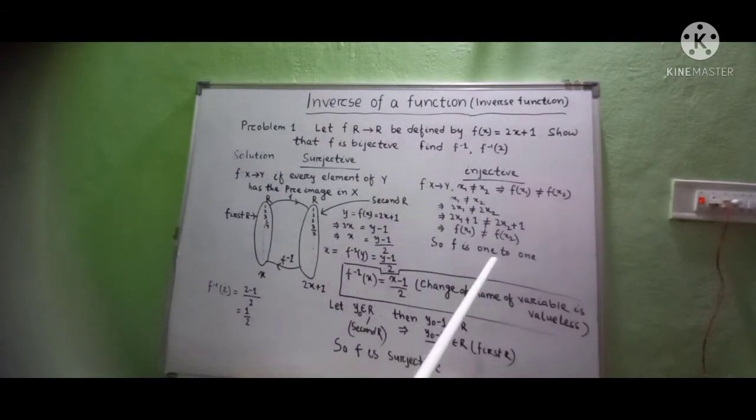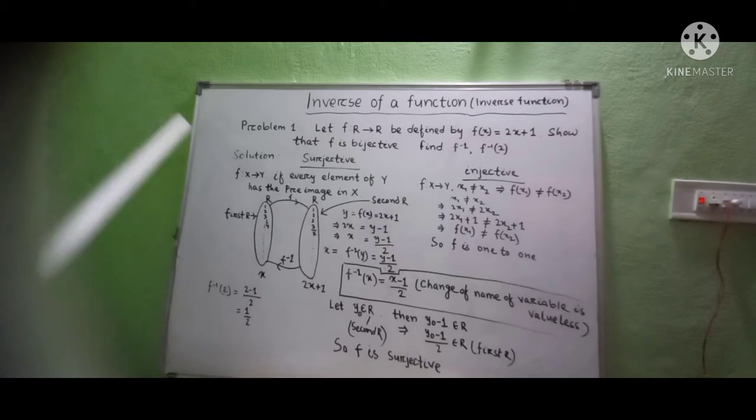Right? So F is one-to-one, F is surjective. That means F is bijective. Combined, we can say F is bijective. Now we get F inverse. In this expression, F inverse of 2, putting 2, so (2 minus 1) by 2 is equal to 1 by 2.